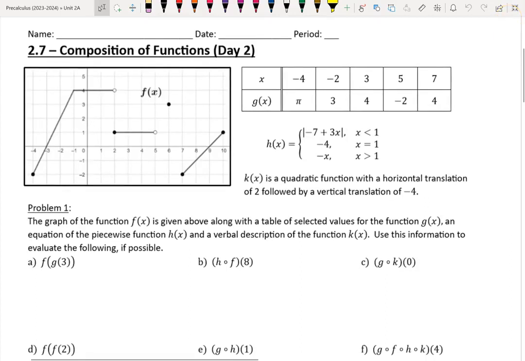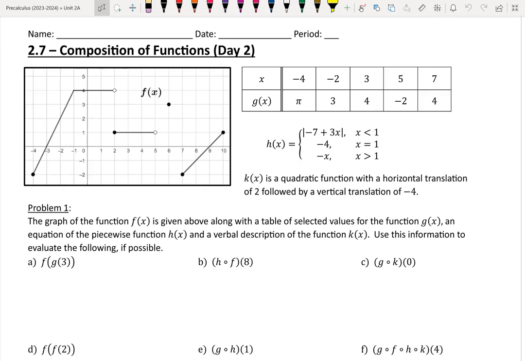As I said, we're going to be in 2.7, composition of functions, day 2. So go ahead and have that out if you don't already. We're going to be continuing to look at compositions. We started looking at compositions yesterday, and we're going to continue looking at our compositions today.